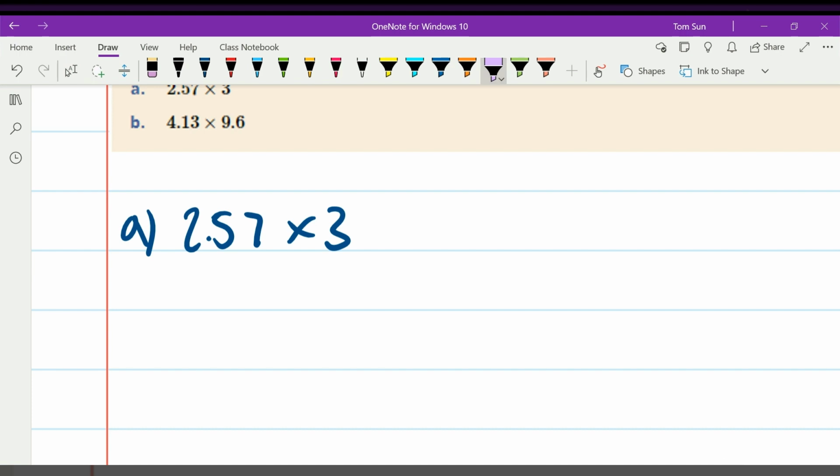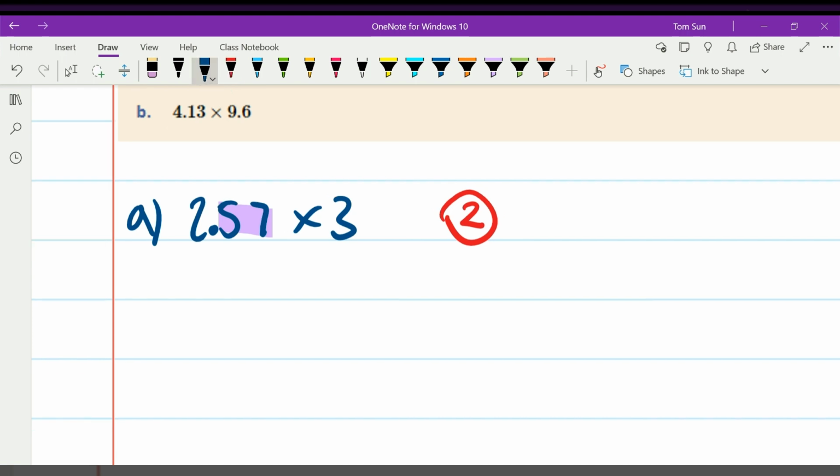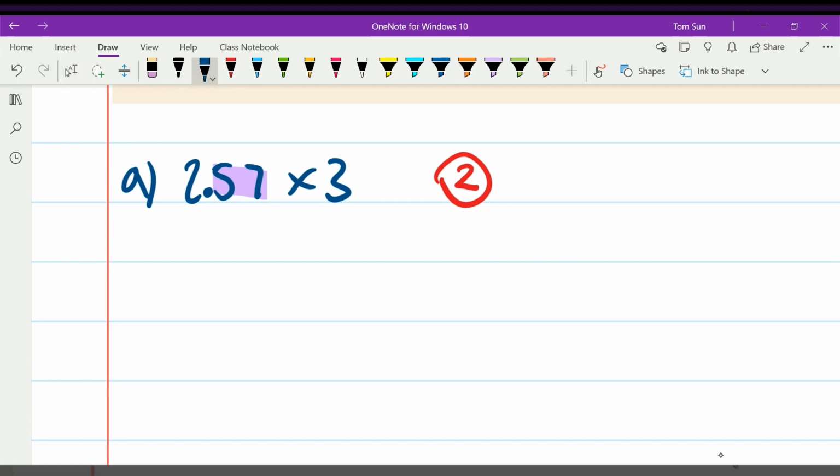I'm counting the numbers after the decimal point. So here's the decimal point, okay? And I see that there are two numbers after the decimal point on the left number. On the right number, there is no decimal, so I'm fine. So here, I'm going to remember that there are two numbers after the decimal point out of the two numbers being multiplied. This is where you have to be aware of what's happening.